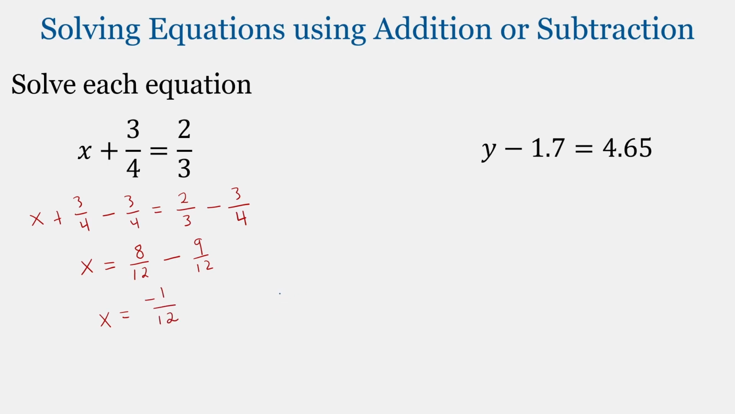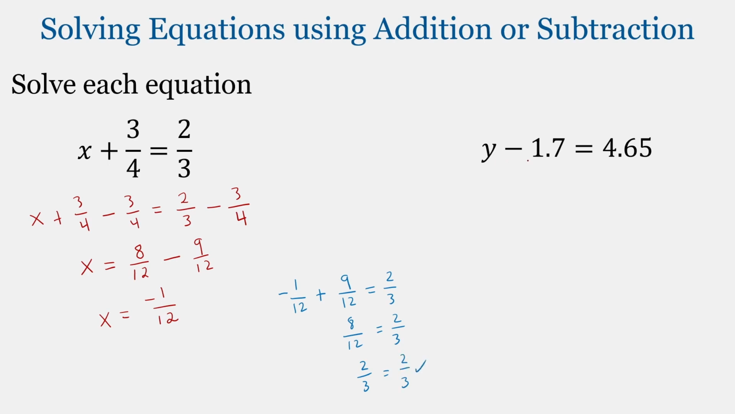Doing a quick check, we have -1/12 plus, I'm going to go ahead and convert this to a common denominator right away. That's going to be 9/12. And that's equal to 2/3. -1 plus 9, that's 8/12, is equal to 2/3. And then simplifying that down, this is 2/3 equal to 2/3. And that's a true statement.